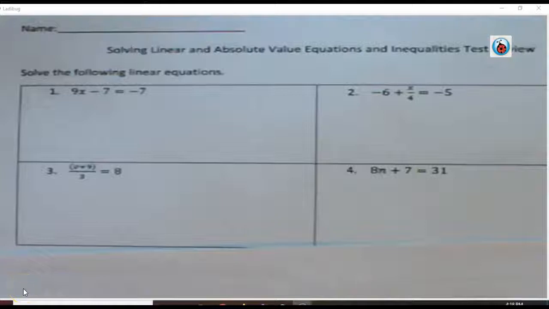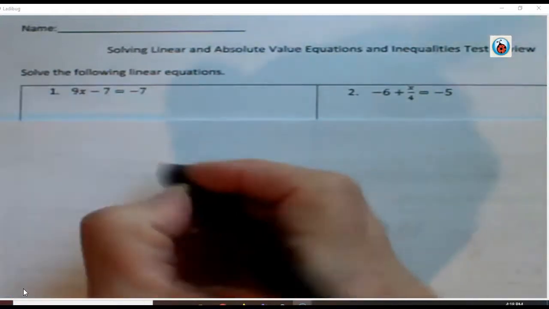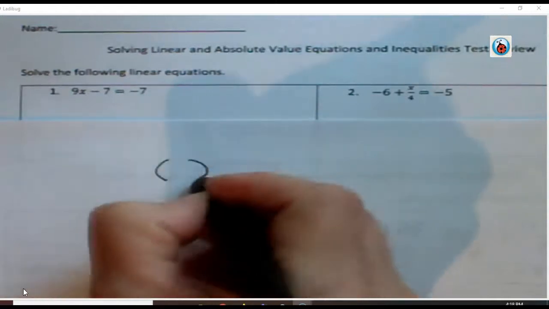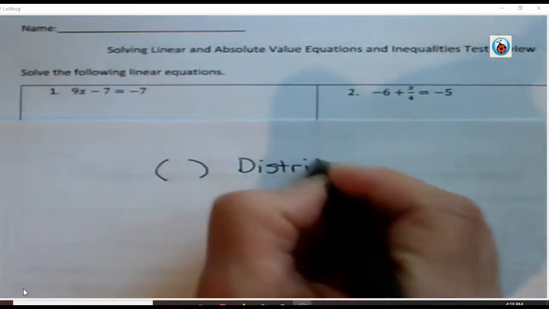This is solving linear equations, the 4 problems on your review. Remember, when you're solving linear equations, you follow some steps. The first thing you want to look for are parentheses. If you have parentheses, you need to use the distributive property.